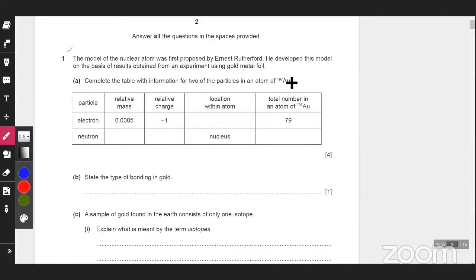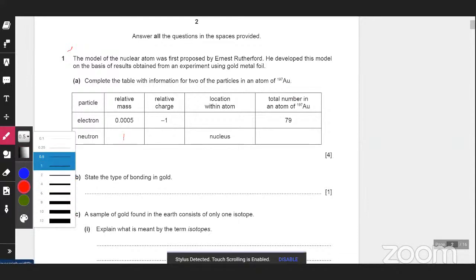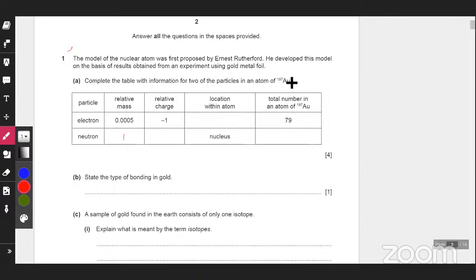So the relative mass is going to be 1 for a neutron, and the relative charge is going to be 0, and the location within an atom for an electron is going to be shells. And you're being asked the total number in an atom of gold.